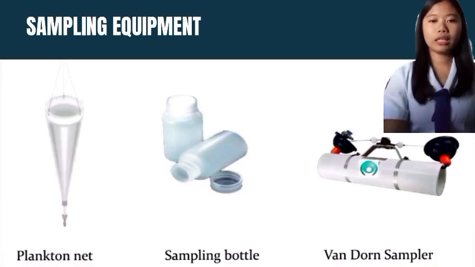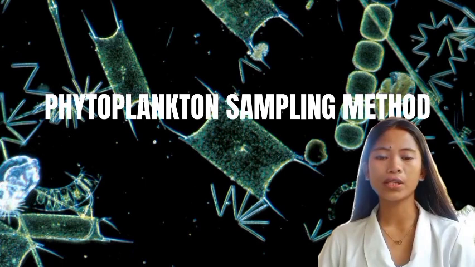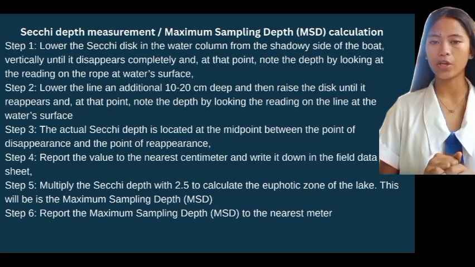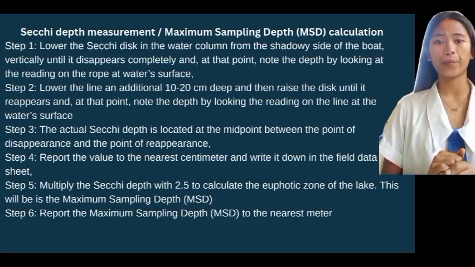If it disappears, it indicates the density of phytoplankton. Phytoplankton sampling method: Secchi depth measurement and maximum sampling depth, or MSD, calculation. We have a step-by-step process.